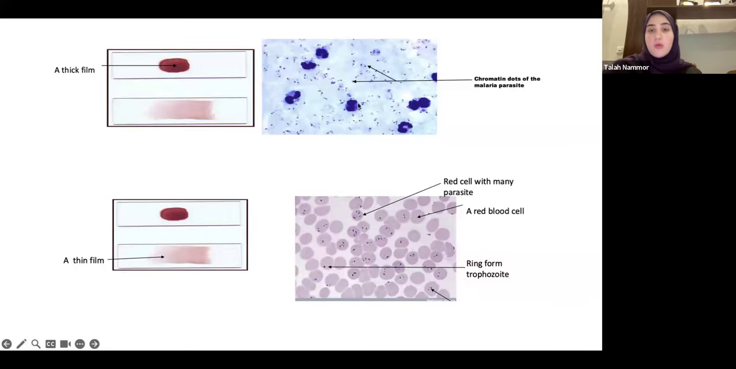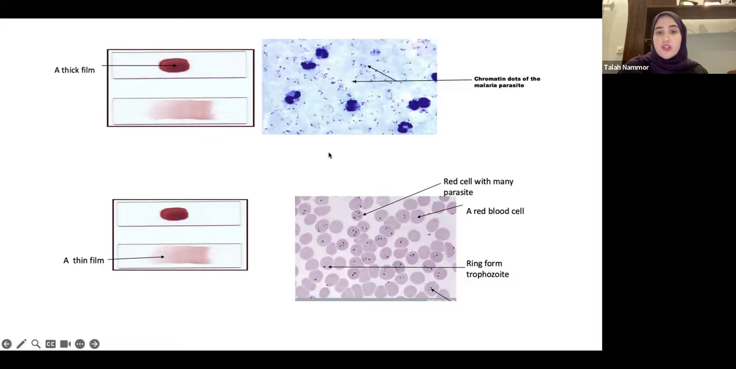Now the thick film, we only see dots, dots, dots. These dots are basically the chromatin dots. And by the way, she might ask you, what are these dots? Come on, chromatin dots from the malaria parasite. Guys, I wish I'm exaggerating, but they're like that. They can be very unpredictable.